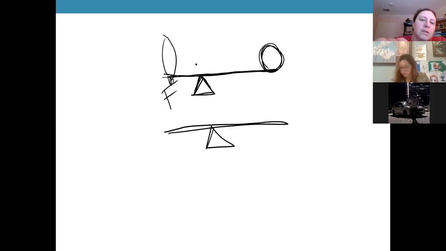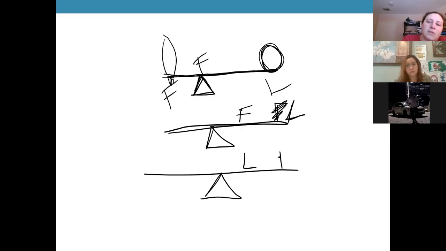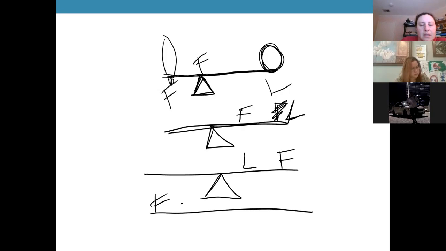Force, fulcrum, load. And then I can put them both on the same side. So I can put the force closer to the fulcrum, and the load farther away. Or I can put the load closer and the force farther away. Although you can run these the other way around, I can draw this on this side instead, it still ends up being only three orders, right?